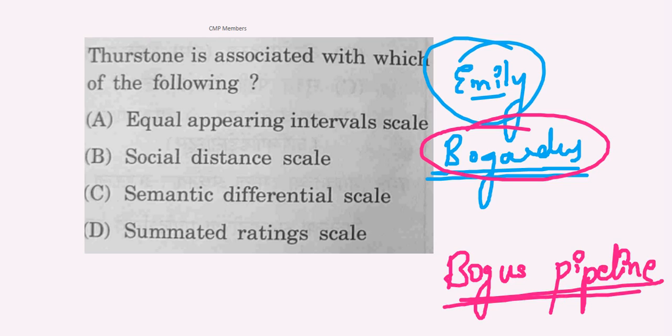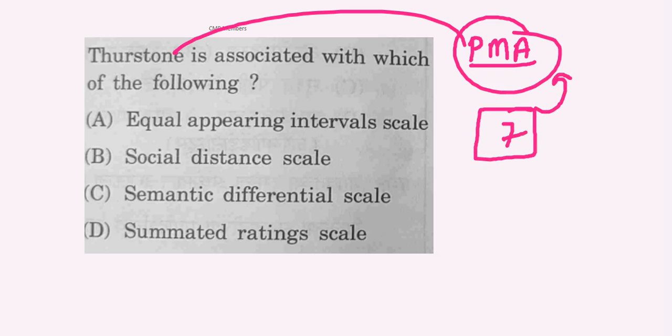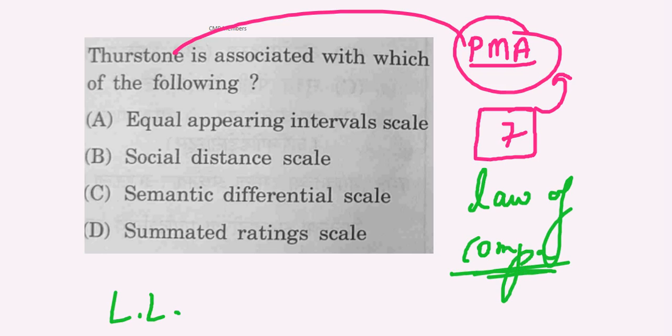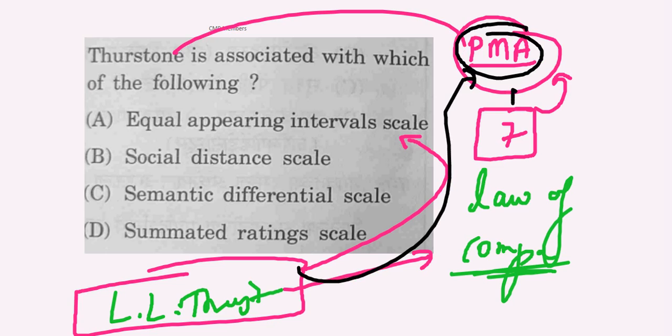Now if we talk about Thurstone, why this is important, because he has also given us the PMA, called the primary mental abilities. There are 7 primary mental abilities which you will study in the intelligence portion. And what else? Yes, the law of comparative judgment is also given by this same guy, L.L. Thurstone. L.L. Thurstone, don't confuse it with Thorndike. L.L. Thurstone is the guy who gave the law of comparative judgment, and this ET, equal appearing interval scale, as well as the PMA, 7 primary mental abilities, that's it.